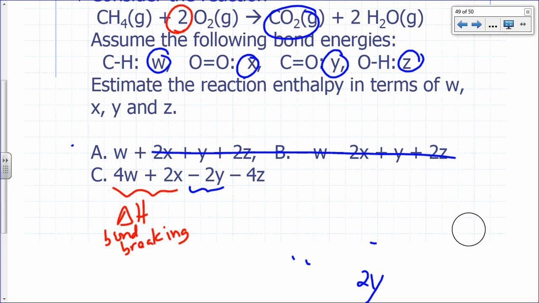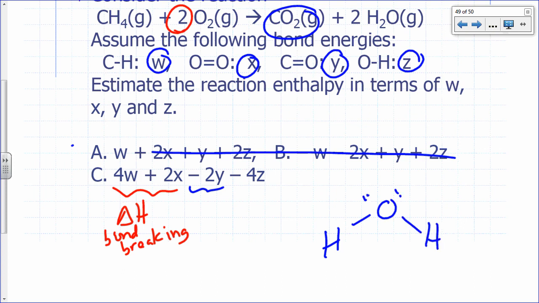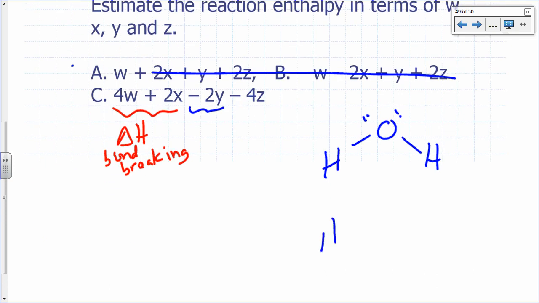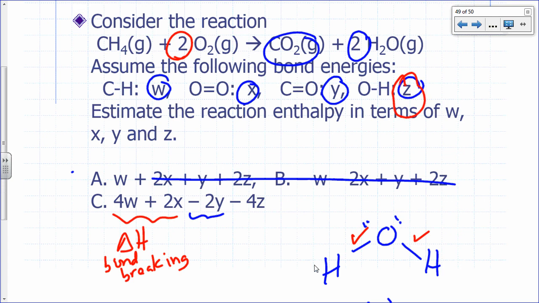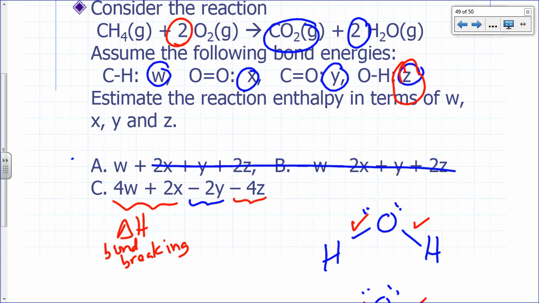And then how many OH bonds are you going to form? What's the structure for water? HOH. How many OH bonds? 4 total. You got 2 water molecules. So you have HOH, so you have 1, 2, 3, 4 OH bonds. So 4Z. Okay. So OH bond energy is Z, so minus 4Z. So that would be your estimated delta H for that reaction.